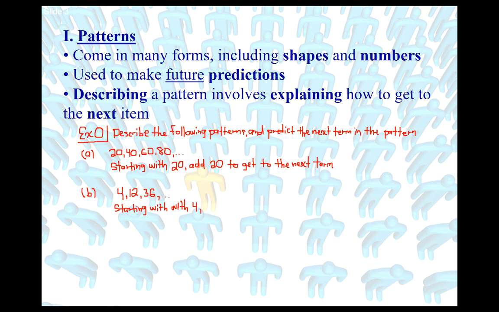Well, how else can you go from 4 to 12? How about multiplication? 4 times 3 would be equal to 12. And then let's check to see if we can do it for the next term. And then 12 times 3 would be 36. Okay, so that's correct. So what I would say is, starting with 4, I would multiply by 3 to get to the next term.